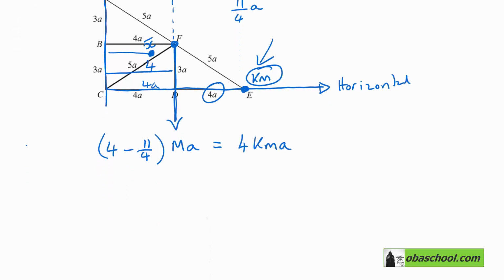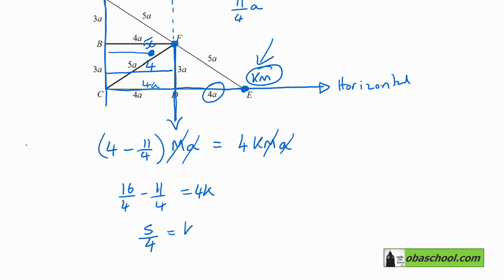And then we just need to solve that. So the M's will cancel. This was supposed to be a capital M, so we can see they're the same. And we get an a cancelling as well. So that gives us 4 take away 11 over 4, that's 16 over 4 take away 11 over 4, and that is equal to 4k. And so 5 over 4 is equal to 4k, giving me that k is equal to 5/16.